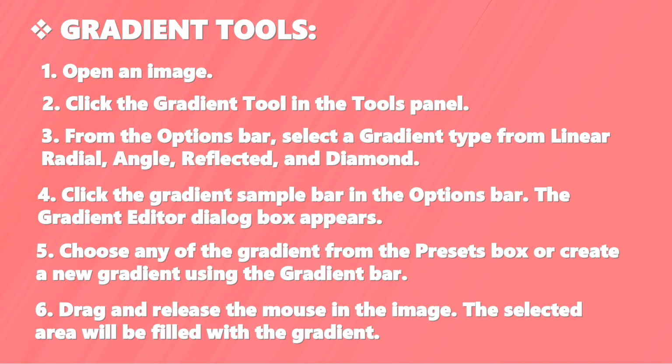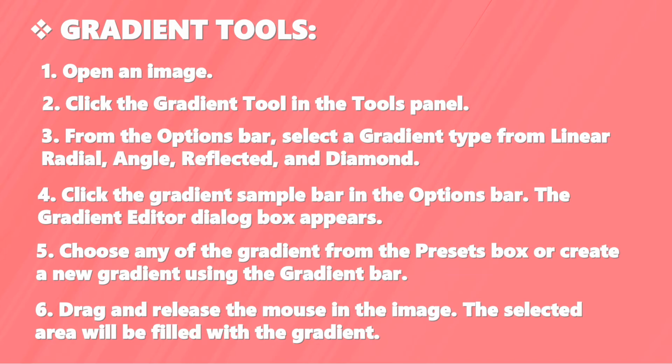Gradient tool. A gradient is a fill consisting of two or more colors blending together. The gradient tool is used to fill a selected area or an entire layer. Open the image. Click the gradient tool in the tools panel. From the option bar, select the gradient type from linear, radial, angle, reflected and diamond. Click the gradient sample bar in the options bar. The gradient editor box appears.